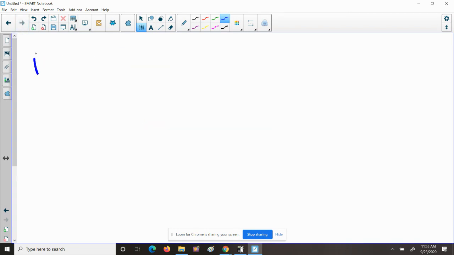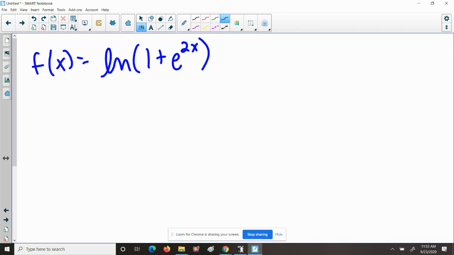You may also have functions where e is inside and part of the u. What if we have natural log of 1 plus e to the 2x? So we're taking the derivative of a natural log function, but within that, we're also going to have to take a derivative of an e when we do this. Let's take that derivative, okay?